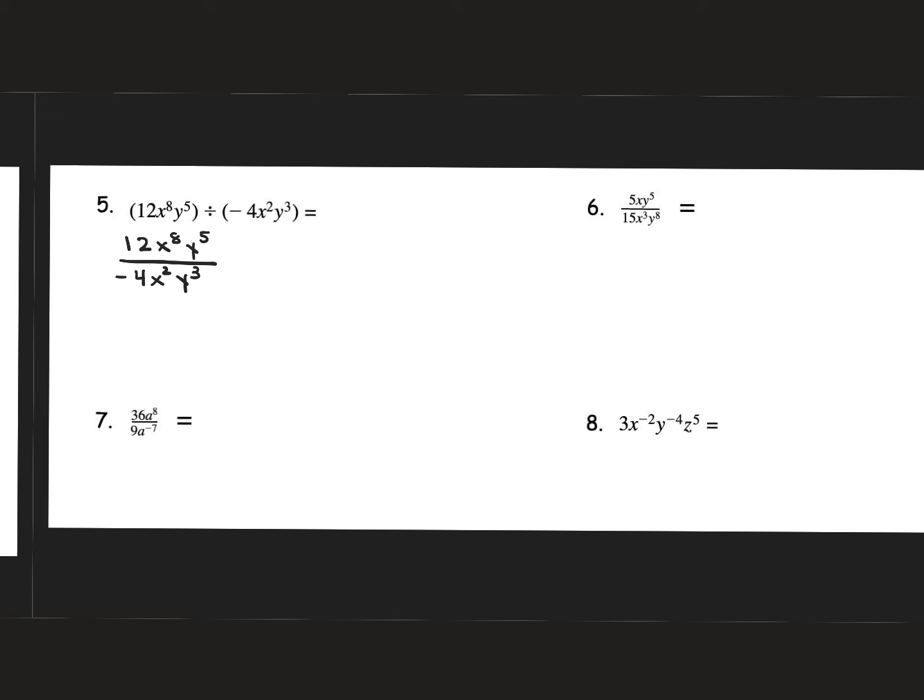So looking here, I have coefficients of 12 and negative 4. Since that is a quotient, I'm going to divide them. So I have 12 divided by negative 4, which gives me a negative 3.